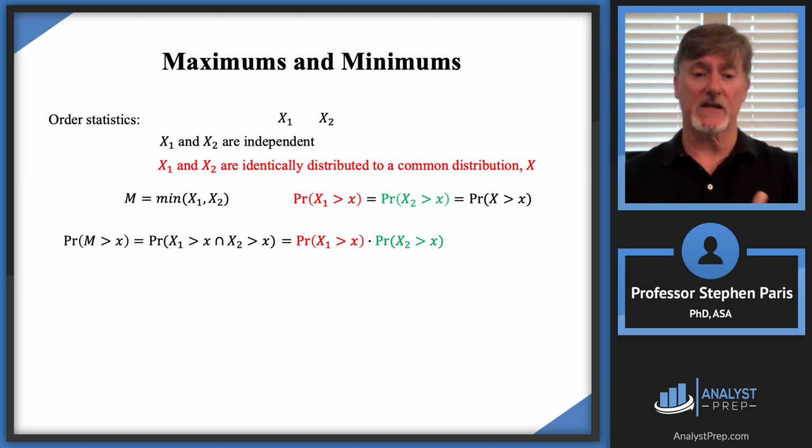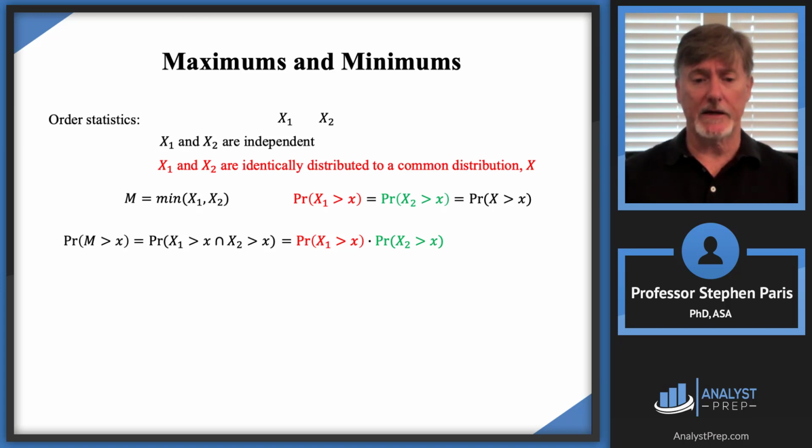For instance, in this case, I'm thinking of the parameter that I'm calculating to be the probability that capital X1 is greater than x. Well, again, identically distributed, it works for any parameter, and for this particular parameter, I would get that probability is the same as the probability that capital X2 is greater than x. And all of those are equal to the value of the parameter I would calculate with respect to the common distribution, the capital X random variable.